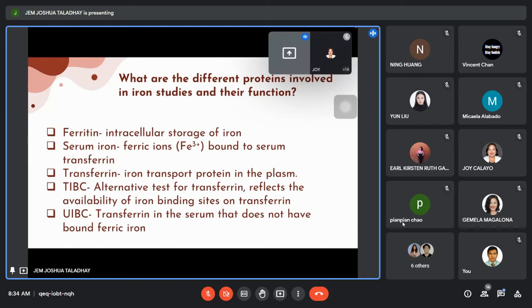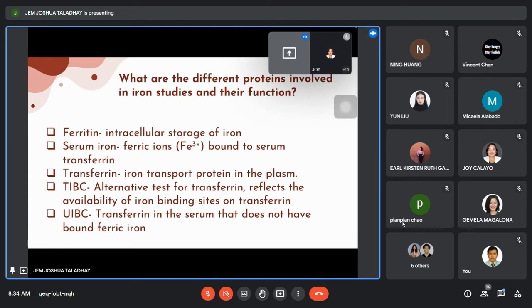Next, what are the different proteins involved in iron studies and their function? First is the ferritin, which is the intracellular storage of iron. Next is the serum iron. The serum iron measured is the ferric iron that is bound to the serum transferrin. Transferrin is the iron transport protein in the plasma.